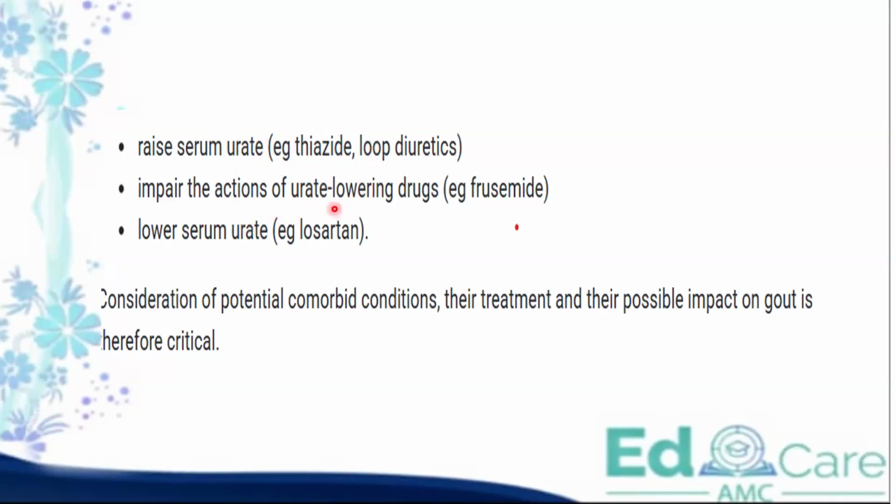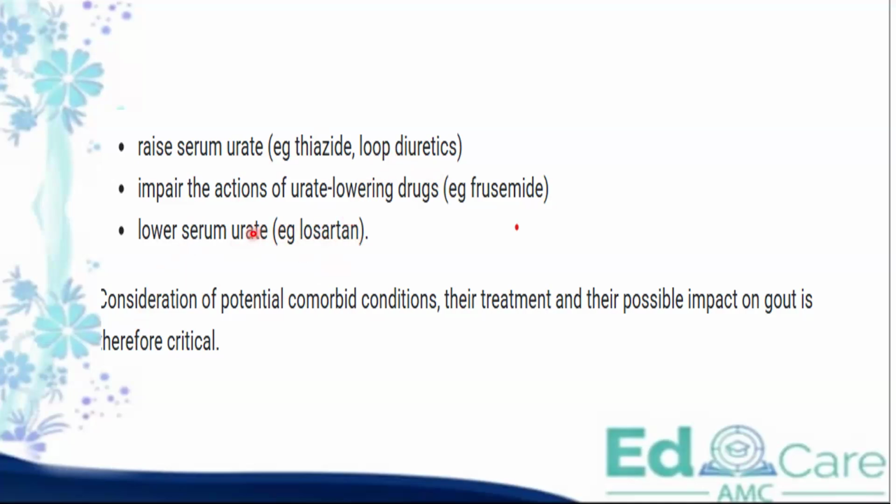Then there are certain drugs that impair the actions of this. What are these urate lowering drugs? This is allopurinol, right? Allopurinol is your urate lowering drug. So its action is impaired by furosemide. So maybe it gets washed out, right? So another thing is losartan helps to lower the serum urate. So when you're giving urate lowering drugs, you need to think if the patient is on losartan already, then you can start with a smaller dose.